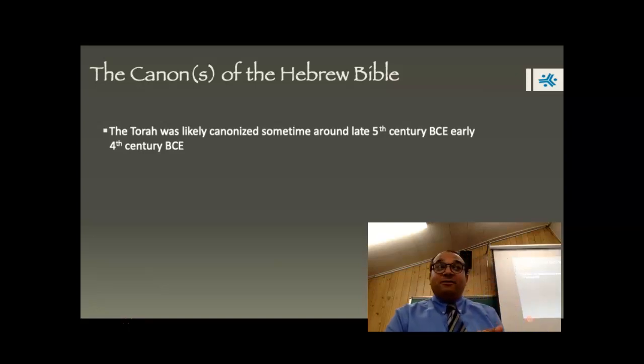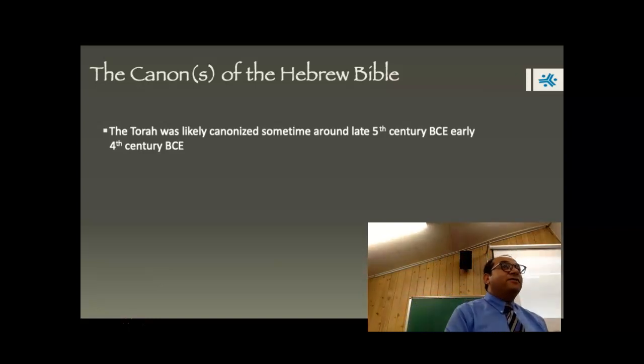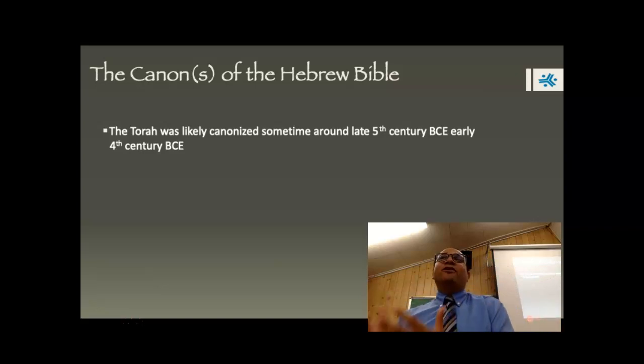The book of Daniel is in the Ketuvim, in the writings, because it's not a prophetic book. It's an apocalyptic book. It's a book that follows a particular genre called apocalyptic literature, like the book of Revelation. Okay?